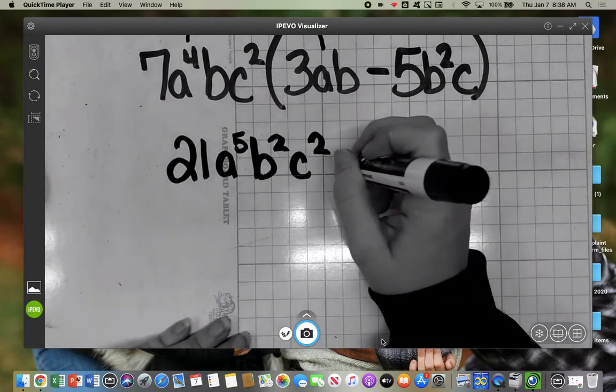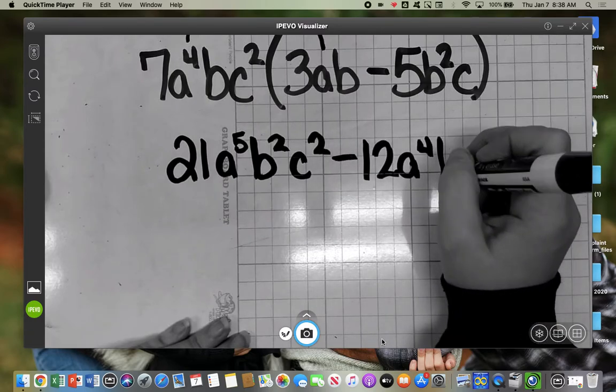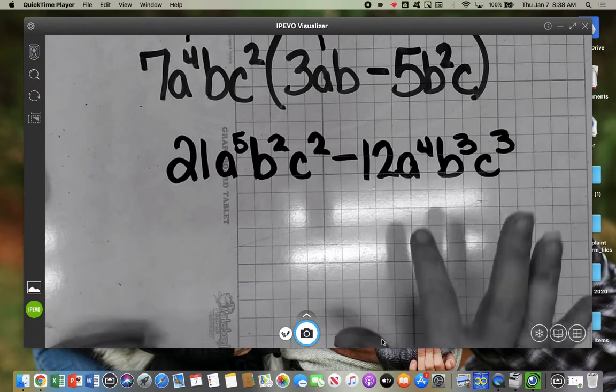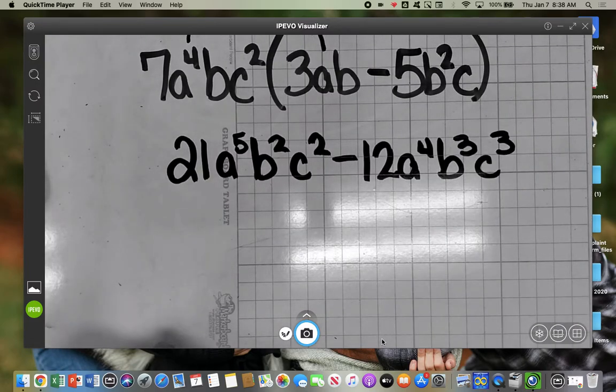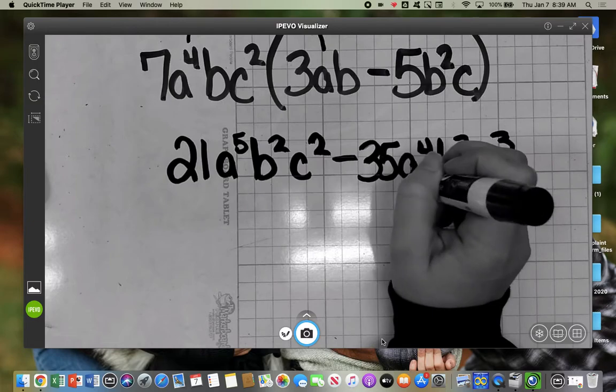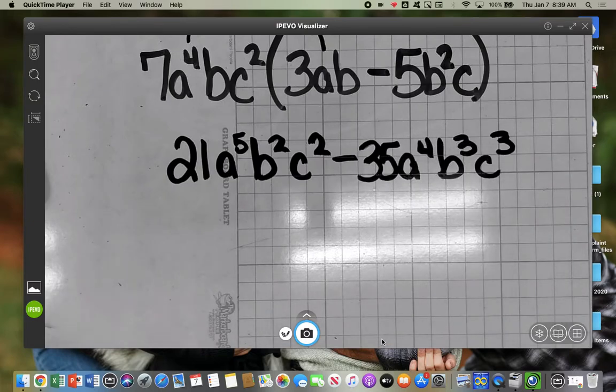Now the second part. Agree or disagree? Disagree, sorry. What do you disagree with? 12. What did I do wrong? Whenever I'm looking at things like this, these are the most common mistakes I see. People forget that if it doesn't have a power, it is a 1. And then sometimes when you distribute, you just accidentally add. Not a big deal. Are we ready to move on to the next type? Let's do it.